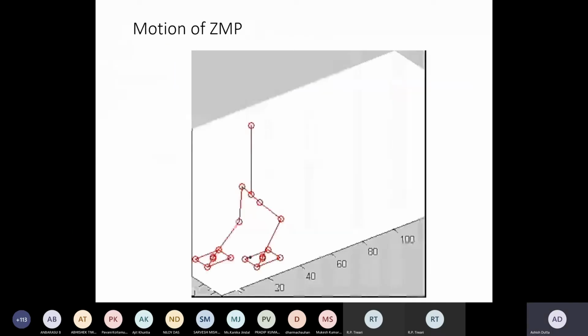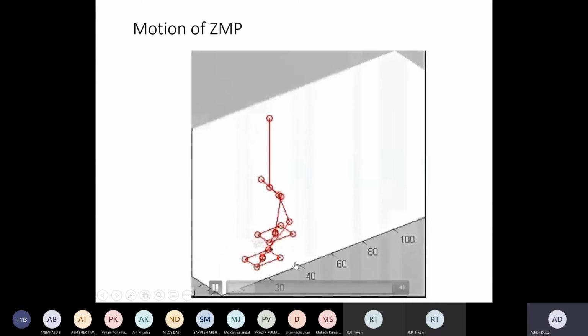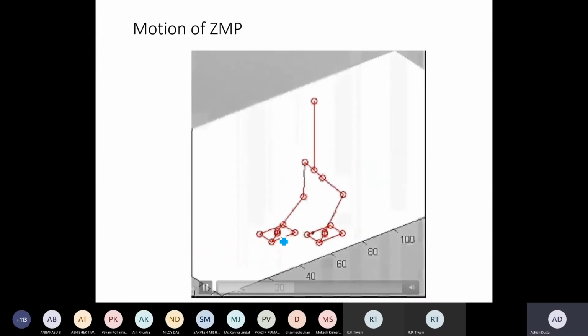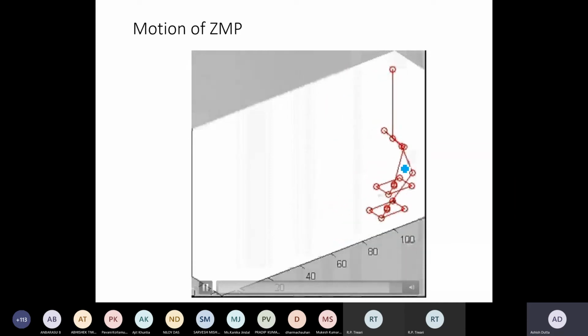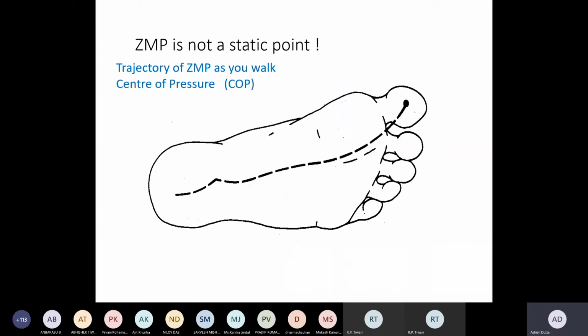We have seen in this robot that the zero movement point starts on the heel. You can see the black dot. It is starting from the heel, going forward, then going out to the other side heel, then it's going to the front, then it's going to the other side heel. That means this point is moving, and it starts here, goes to there, and then goes to the other foot. This is the leg on the ground.